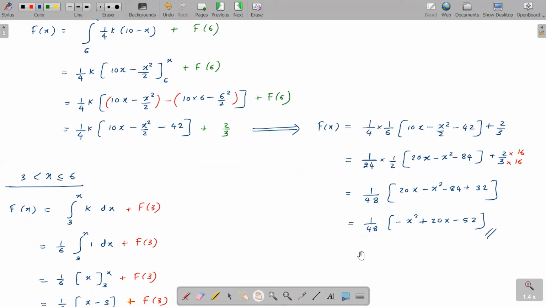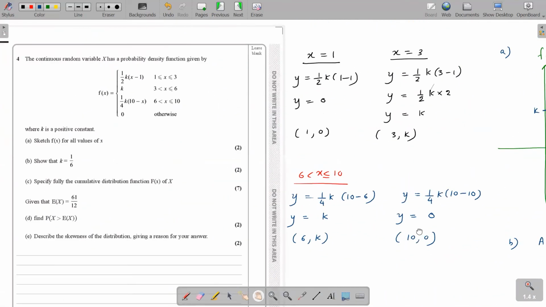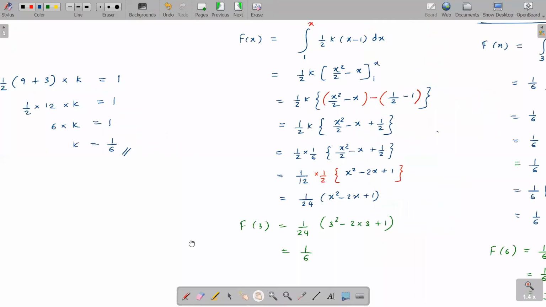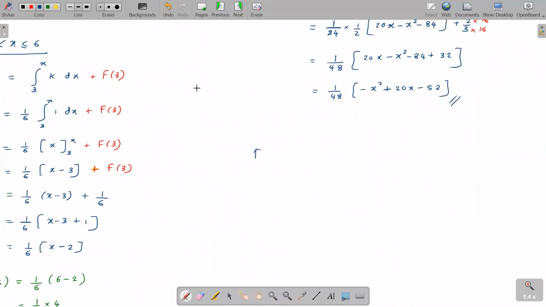So now we are not done yet. We need to specify our capital Fx fully, 7 marks. They ask us to specify capital Fx fully here, right? Yeah, so specify means you have to write the function. Shall we write the function? So write capital Fx equal.